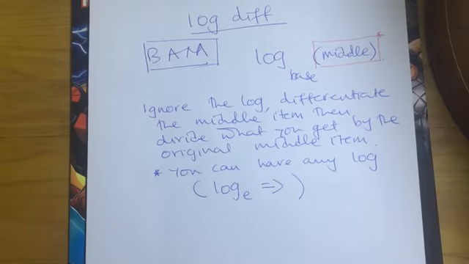Log base e, how is it written? When the log has a base of e, how is it written? It is written as ln x.